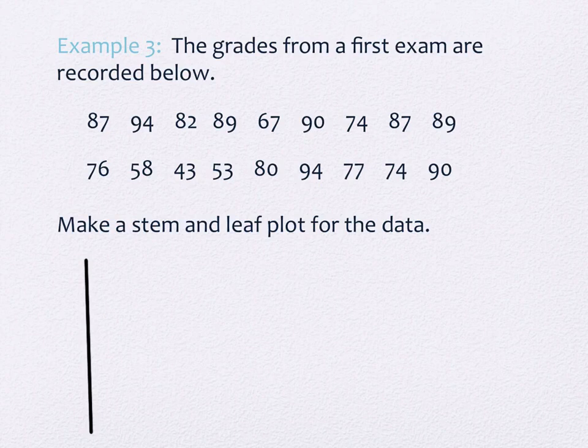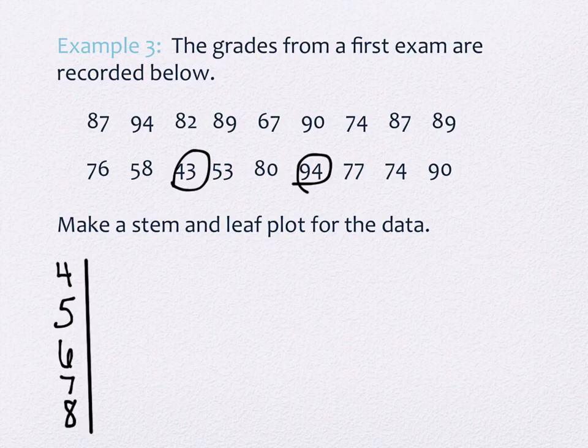Somebody tell me something. 94 and 43. Okay, so we're going to start our data with the number 40. So we're going to start with a 4. So we have the 40s, we have the 50s, we have the 60s, the 70s, the 80s, and I'm running out of space, so let me shift this up a little bit and we'll make the 90s. And the 90s.